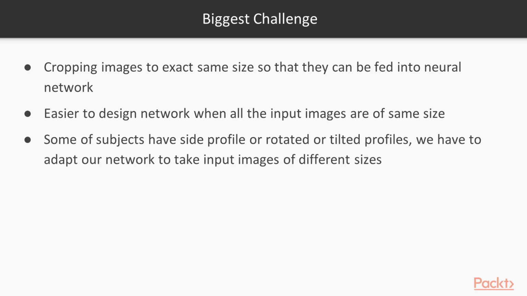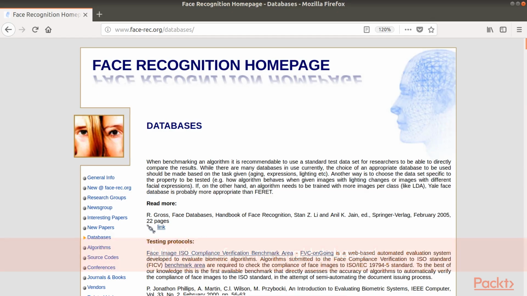The biggest challenge is cropping the images to the exact same size so that they can be fed into the neural network. It is a known fact that it is much easier to design a network when all the input images are of the same size. However, since some of the subjects in these images have a side profile or rotated or tilted profiles, we have to adapt our network to take input images of different sizes.